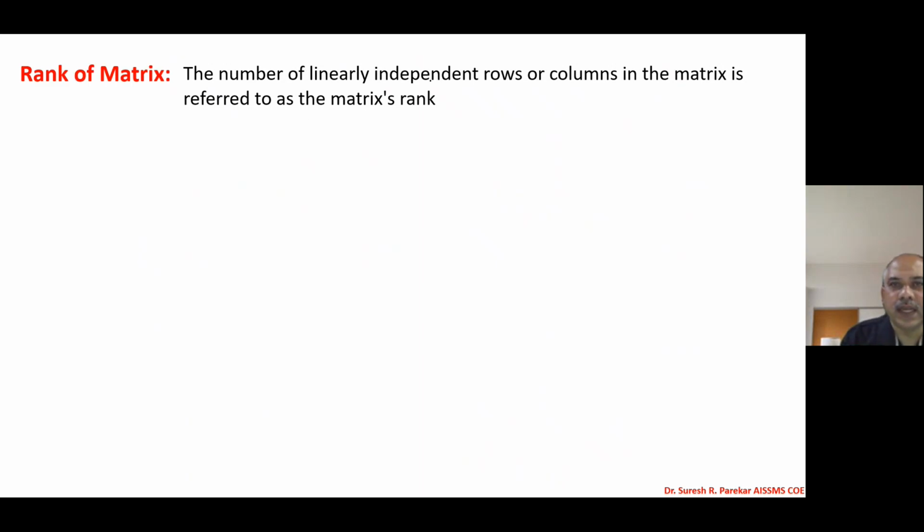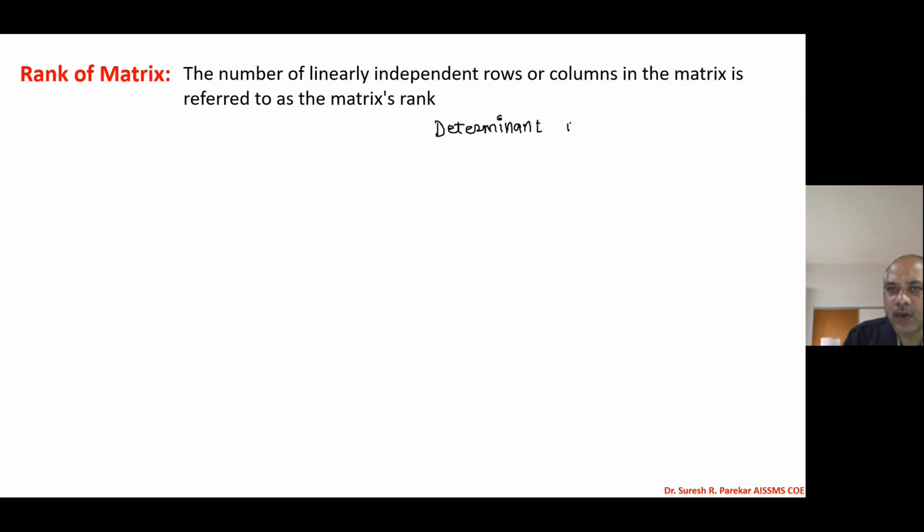The number of linearly independent rows or columns in the matrix is referred to as the matrix rank. Now, there are different methods to calculate the rank. Here we are going to consider the determinant method.